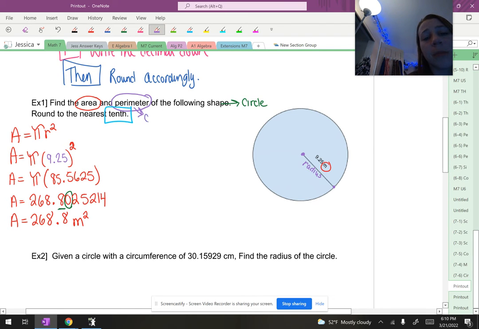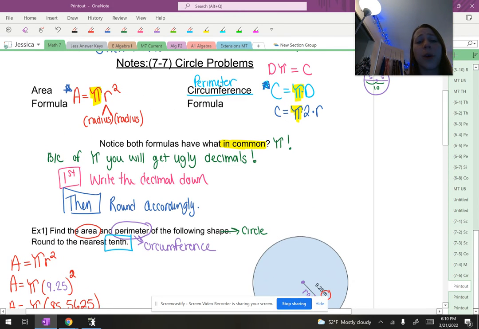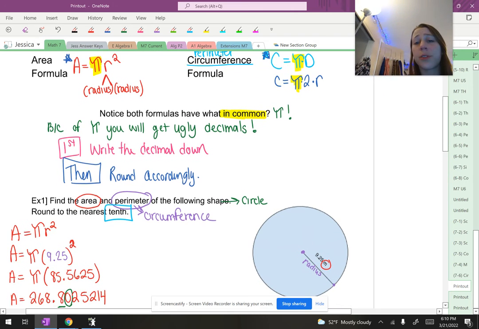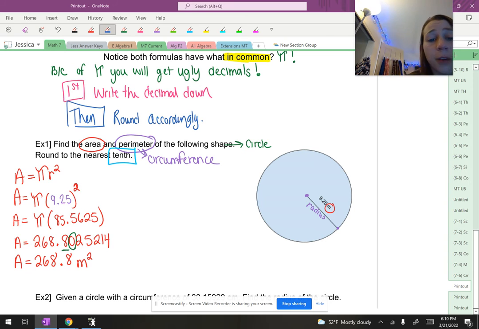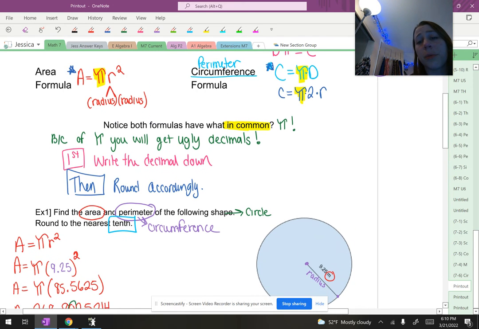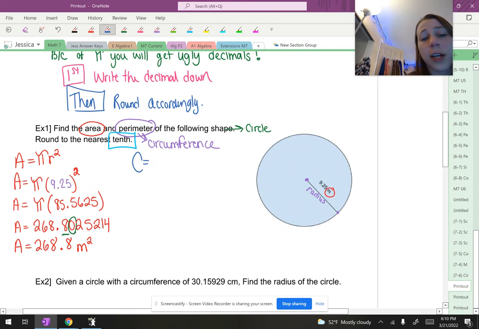Remember, the fancy name for perimeter, and that's what you need to understand here, is that perimeter is circumference. And again, you are given that formula, so we're going to just use that. But here, we do have a choice of which formula is going to be best to use. So we've either got C equals pi times D or C equals pi times 2R.